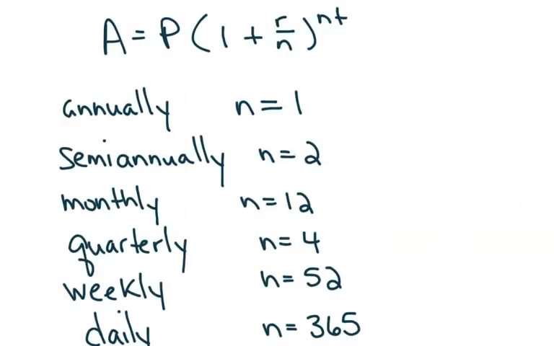So just a reminder, if you're doing any other compounding other than continuous, you would use this equation, where n is how many times a year you're getting interest. So if you're getting interest annually, that's once a year. Semi-annually is twice a year. Monthly would be 12 times a year. Quarterly is 4 times a year. Weekly is 52 times a year. And daily would be 365 times a year.